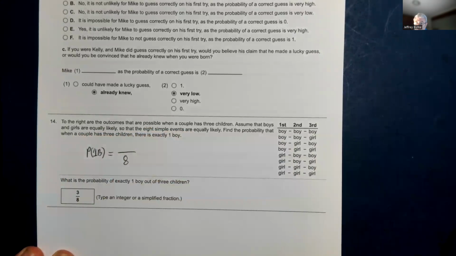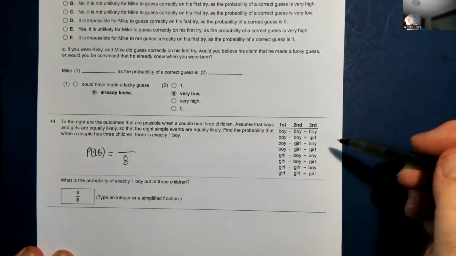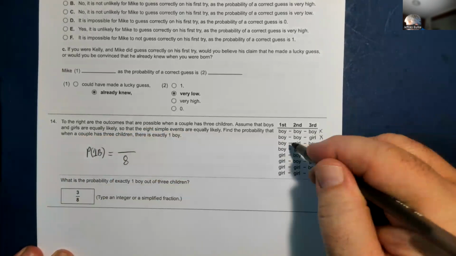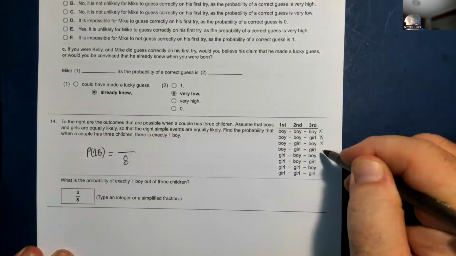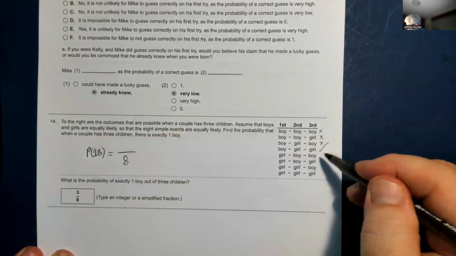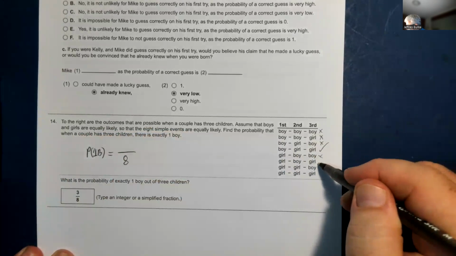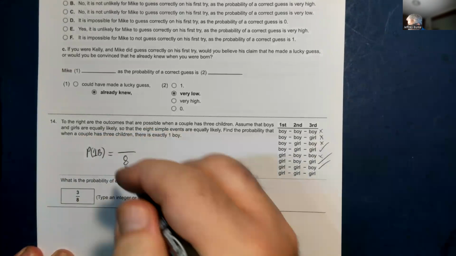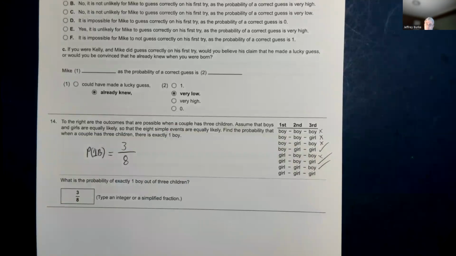We want to see how many outcomes involve having just 1 boy. So that's 3 boys. That doesn't work. 2 boys. 2 boys. Here's 1 boy. Girl, boy, boy. Doesn't work. Girl, boy, girl. That works. Girl, girl, boy. That works. Girl, girl, girl. So there are 3 out of 8 events where you can have exactly 1 boy.